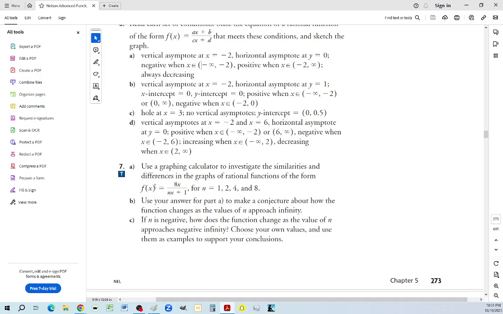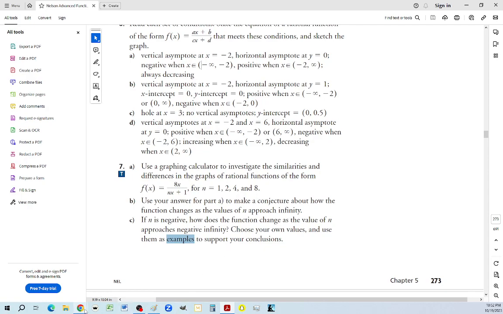Use a graphing calculator to discover the similarities when n goes from 1, 2, 4, and 8. What will happen is the asymptote will go from y is equal to 8, y is equal to 4, y is equal to 2, and y is equal to 1. As n approaches infinity, the asymptote will approach y is equal to 0. And as it is negative, it's just y is equal to minus 8, minus 4, minus 2, minus 1, and as it approaches negative infinity, it will approach y is equal to 0 from the negative side.